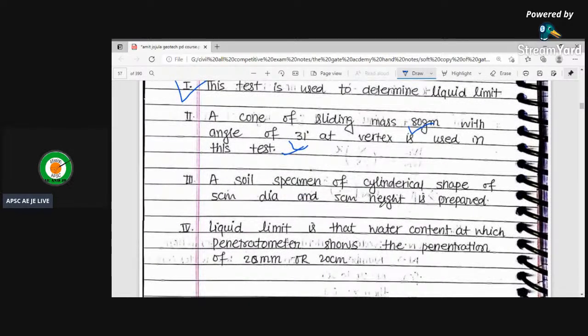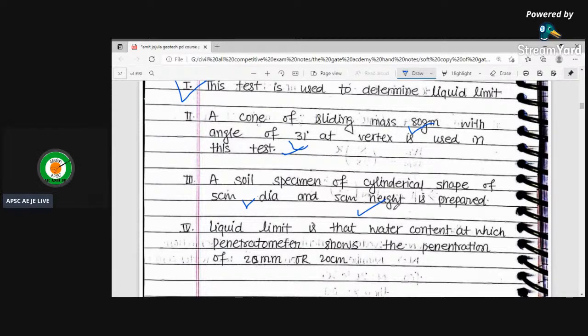A soil specimen of cylindrical shape of 5 centimeter dia and 5 centimeter height is preferred. So আমি ইয়াতে 5 centimeter dia আৰু 5 centimeter height ৰ এটা sample বনাব লাগে, but in case of Casagrande there is no such limit, just we are pasting the soil into the cup.